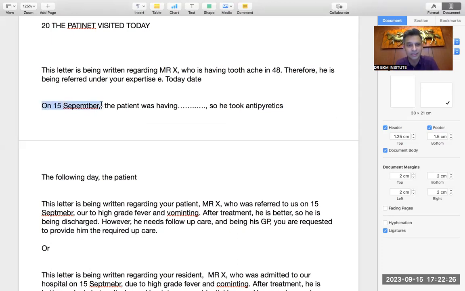But in visit letters, sometimes people have a habit of writing on first visit. That is not very safe. It is good in visit letters, but if you write on 15 September the patient was having this problem, then you can attempt any letter by this method. This will always keep you safe.